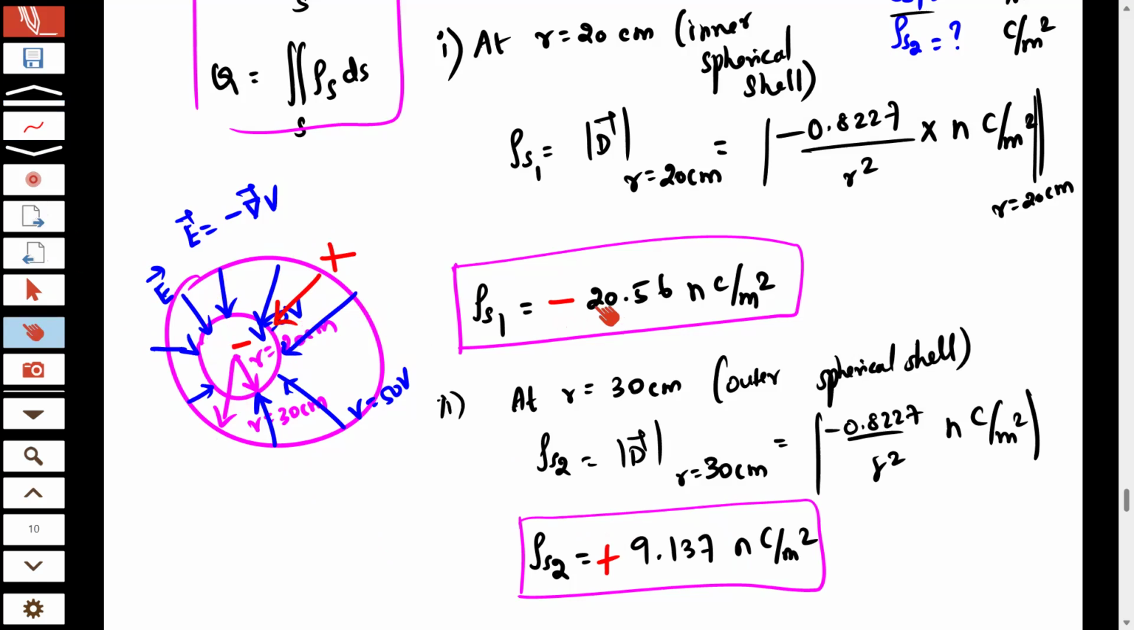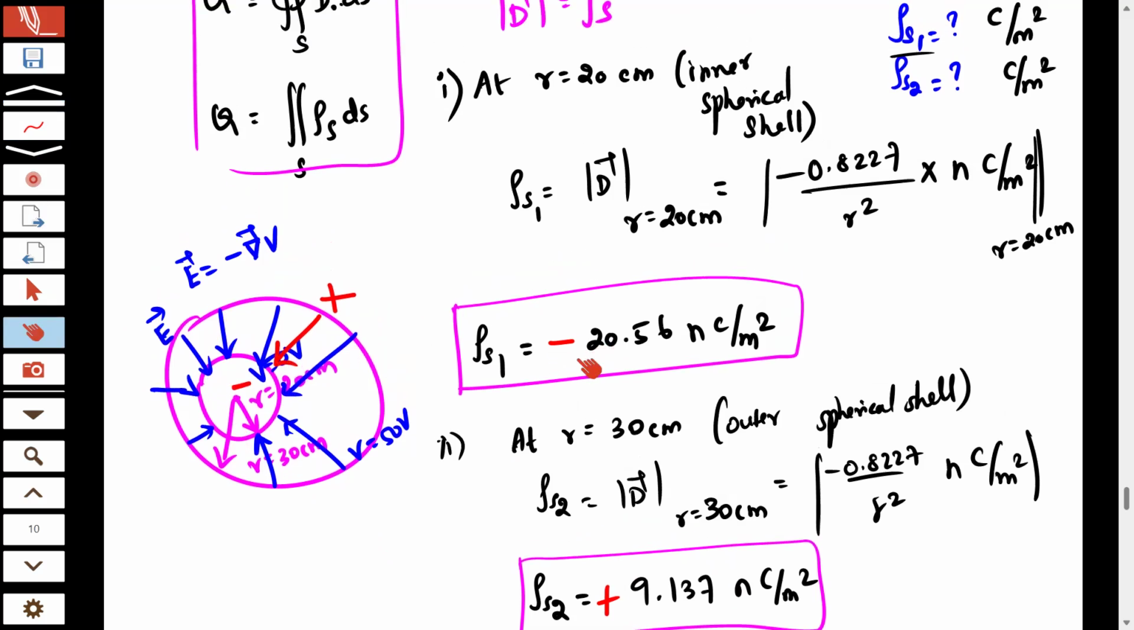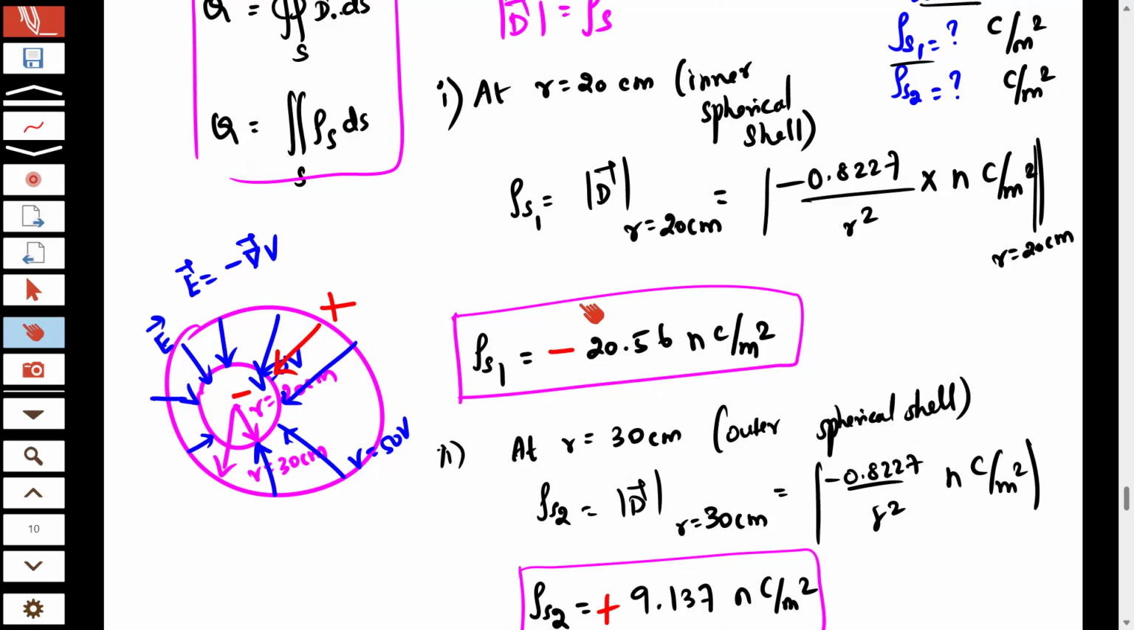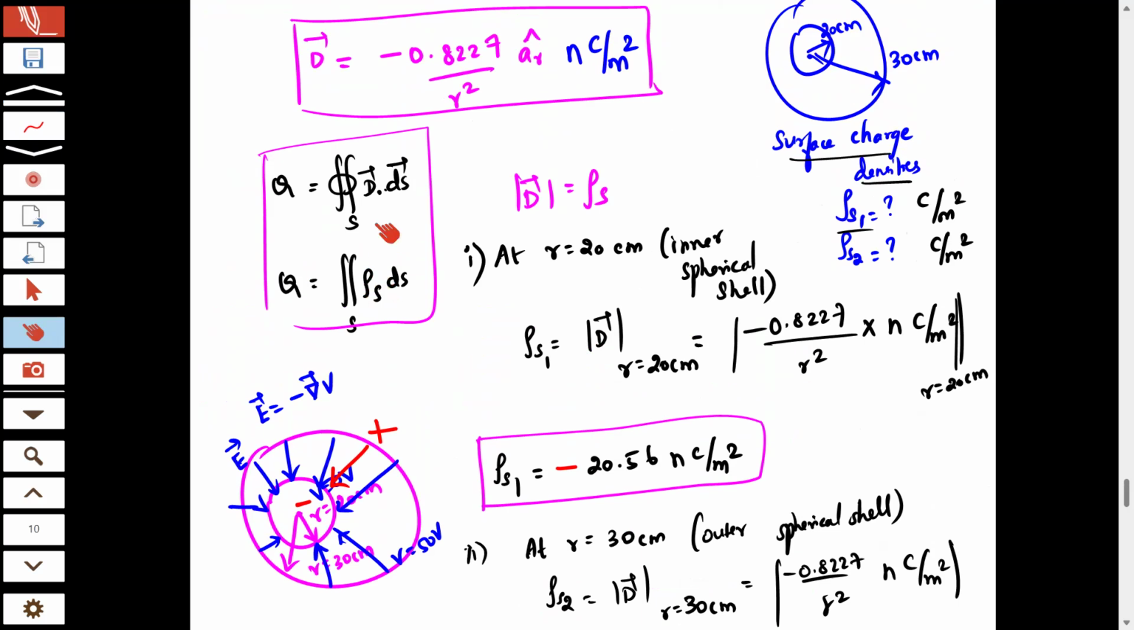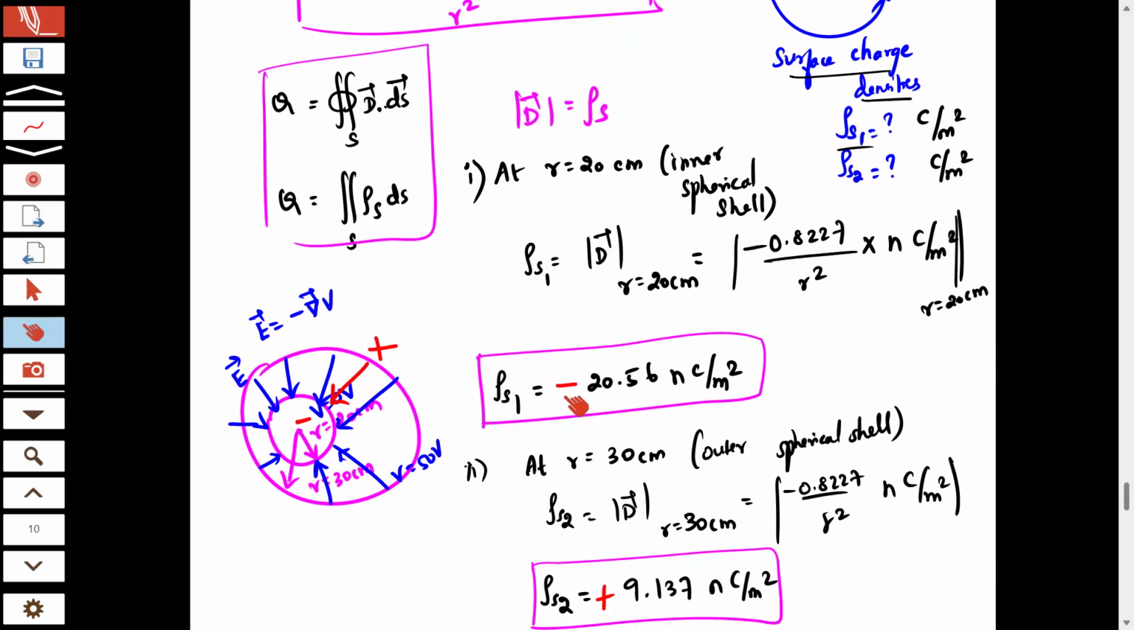Accordingly, I am giving the signs for the charge densities. Charge density talks about charge per unit area. Here we can relate that rho S and D magnitudes are going to be equal from these two equations. Thereby the magnitude of D we are finding, and the signs are assigned depending on the voltage from one shell to the other shell. So this is how we have to solve for charge densities on the spherical shells.